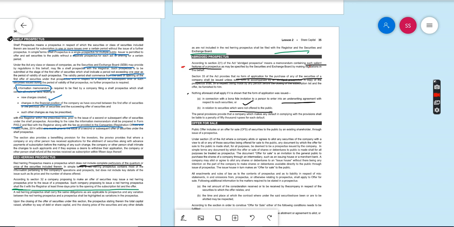And the abridged prospectus contains the salient features of the prospectus. Simply we can say that it is a summarization of the prospectus, and it is not required to be issued when there is an underwriting agreement, or if the company is not issuing shares to the public.